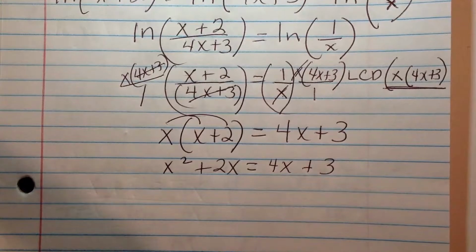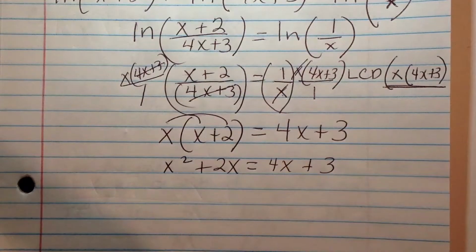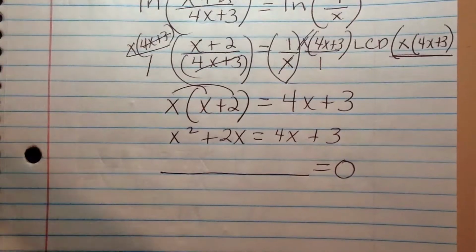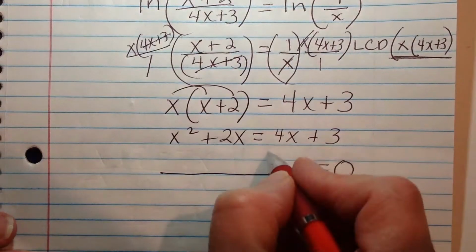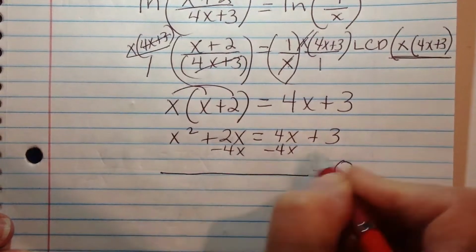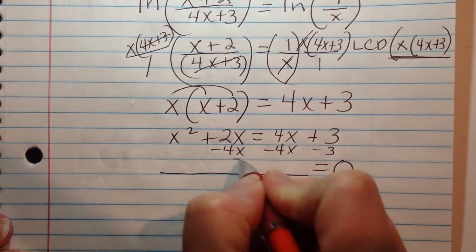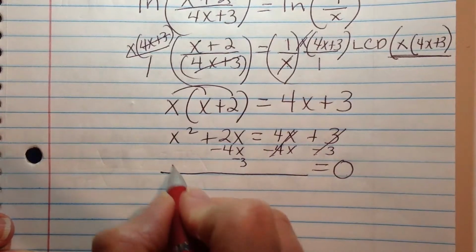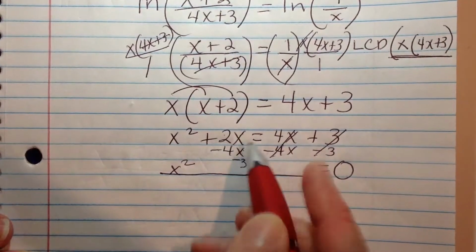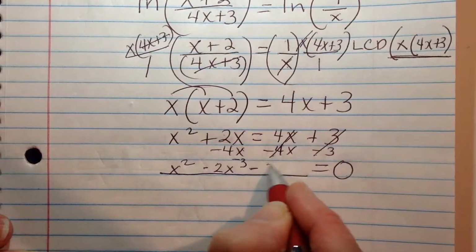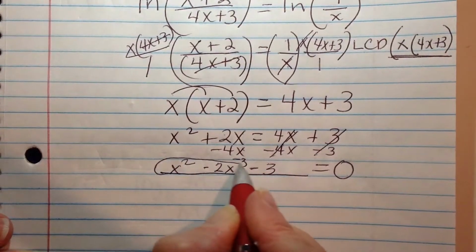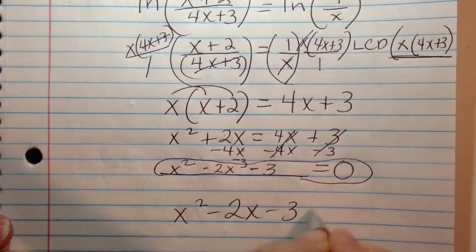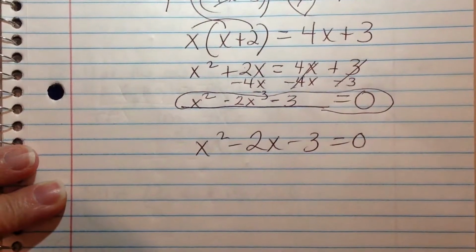Now this is a quadratic equation because I see that I have an x squared. I want to get everything on one side set equal to 0 so I can solve this quadratic equation. Okay? So to do that, let's subtract 4x from both sides. And let's subtract 3 from both sides. Therefore, I would only have 0 on the right-hand side. So here I have x squared. Now 2x minus 4x gives me negative 2x. And then I have my minus 3. So that's my quadratic equation right there. I'm going to rewrite that. I have x squared minus 2x minus 3 equals 0. That is my quadratic equation.